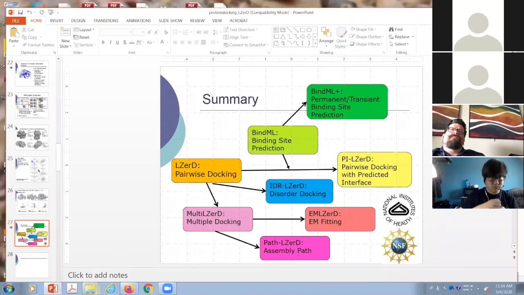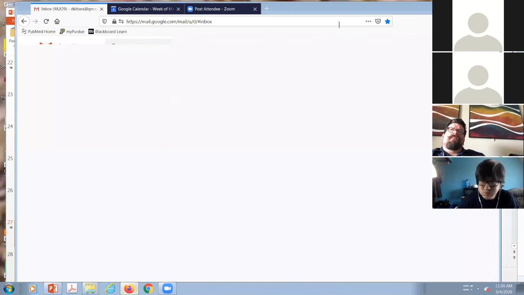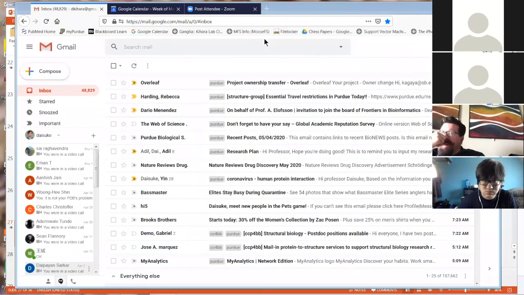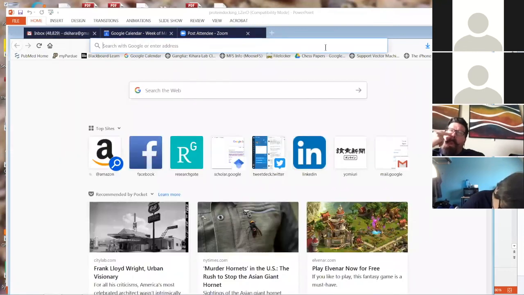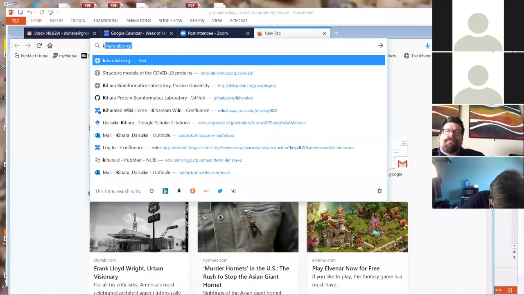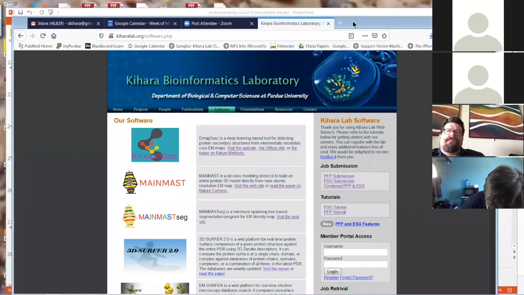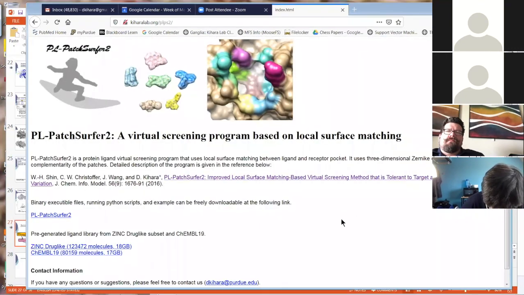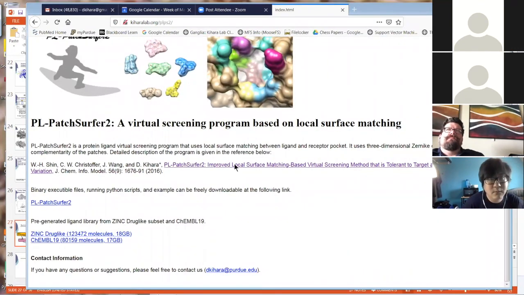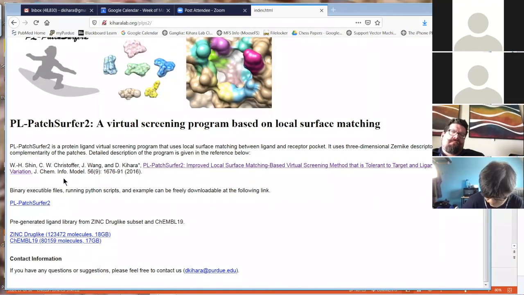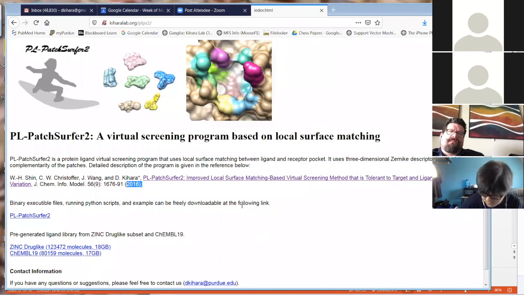So we have a web server, and this is called PatchSurfer. It was published in JCIM in 2016. Yeah, please take a look at this paper. Okay. The idea of this paper is very similar.